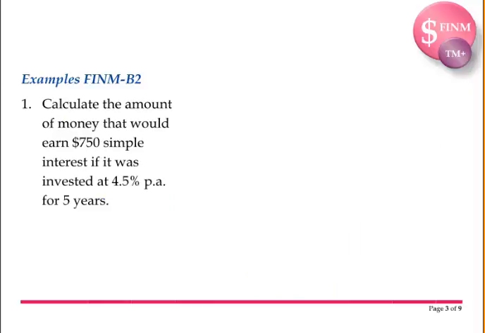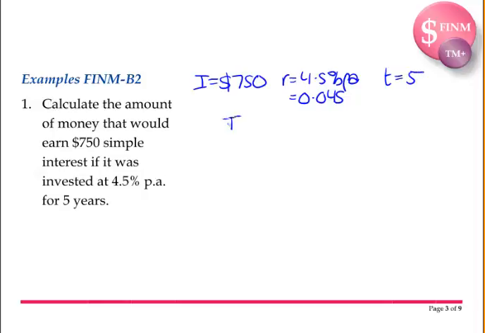Let's look at some different examples where we may not just be finding our interest. This one says calculate the amount of money that would earn $750 simple interest. So that means my interest is $750, if it was invested at 4.5% per annum, so my interest rate is 4.5% per annum, which is 0.045, and it's for 5 years, so T is 5. So my normal formula is I equals PRT. What we want to find is what that P is.